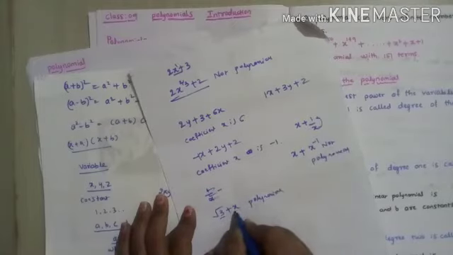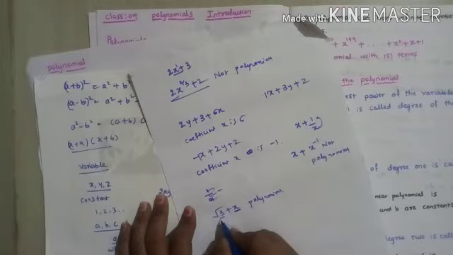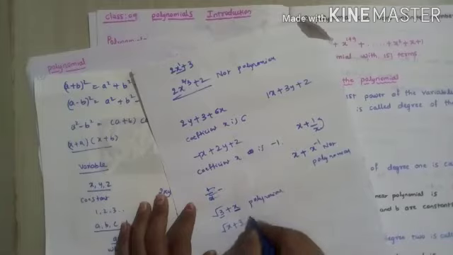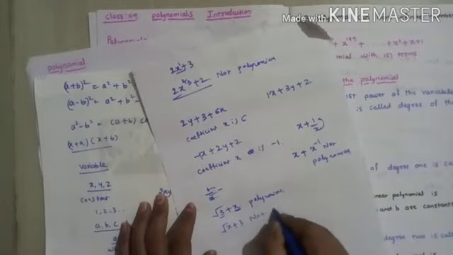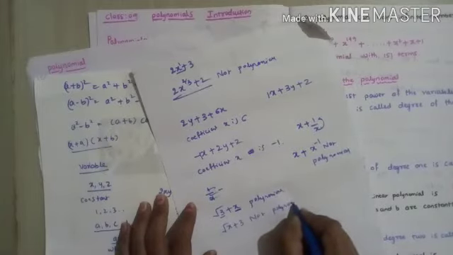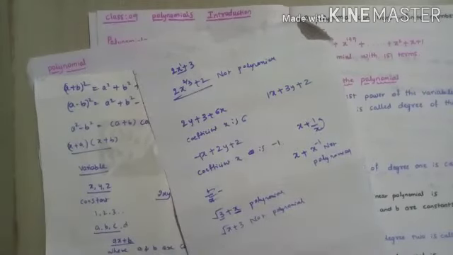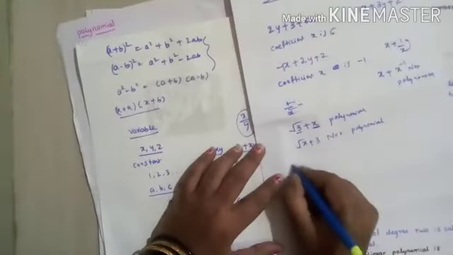Because always we should see the power of the variable, not the power of the number. Suppose if they give x plus 3, this is not a polynomial. Try to understand this. This is not a polynomial. In this chapter you are going to learn the definition of the polynomial, and next we are going to learn about the degree of the polynomial.